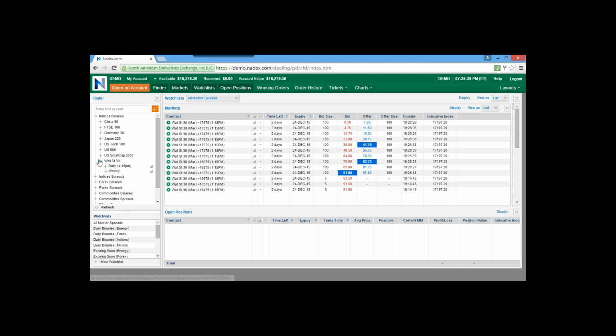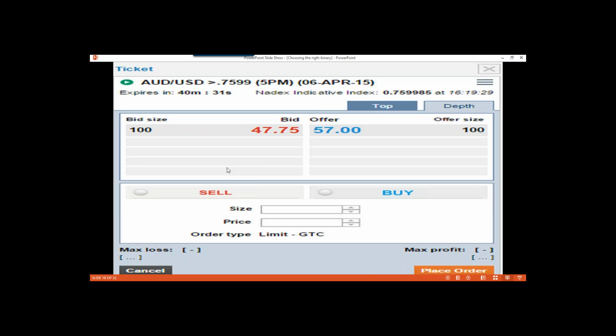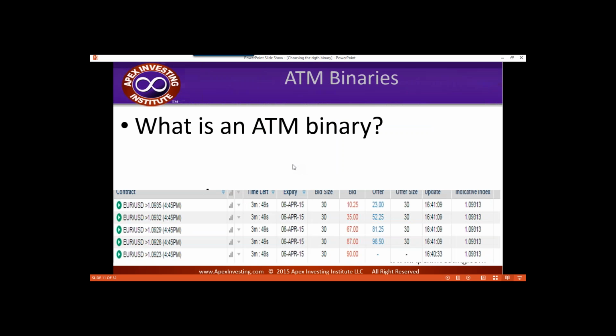So it doesn't matter if it's expiring this hour, next hour, tomorrow, or at the end of the week. If the strike price is close to where the current market price is, an at-the-money binary is always going to be close to around 50 bucks because it's still kind of right in the middle. No matter how much time you have, whether it's an hour or a week, an at-the-money binary is going to be priced around 50 bucks. Okay? So with an at-the-money binary, like I said, it's when the strike price is close to the current market price, and that means it's just kind of right in the middle.